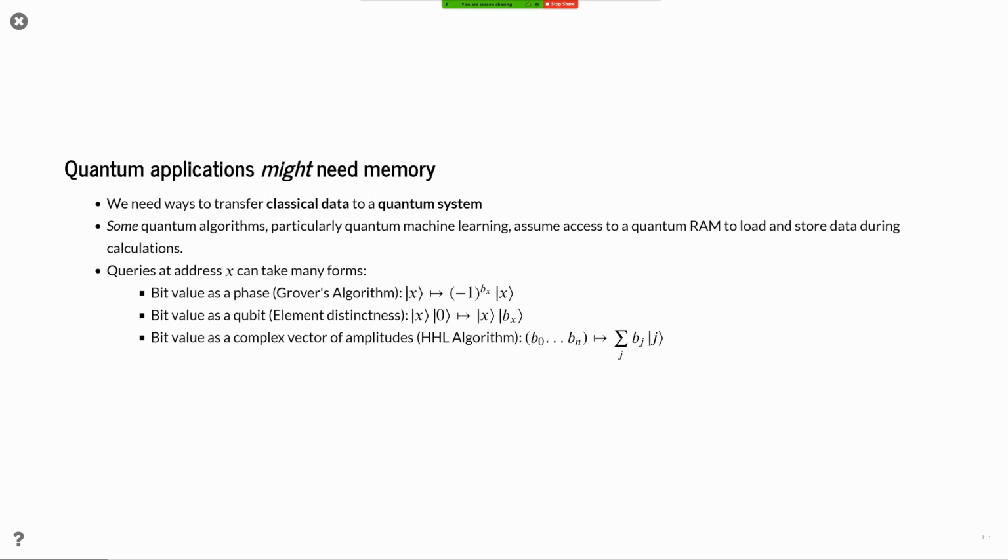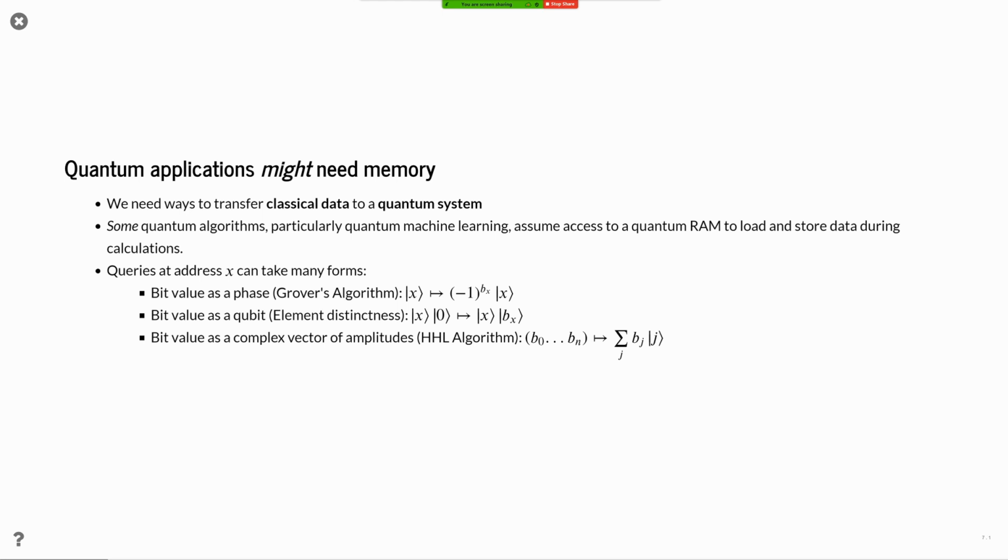For algorithms like element distinctness, and as we noted before, for quantum machine learning, like in HHL, your bit values may actually be the amplitudes of a particular state. So there are lots of different interesting ways that we can query; you don't really have all of these options necessarily with classical RAM. There it's just, you read out the bit values.